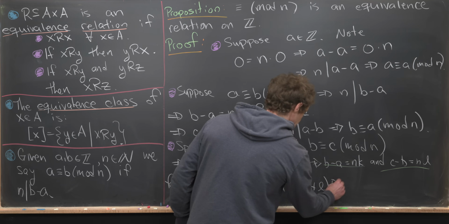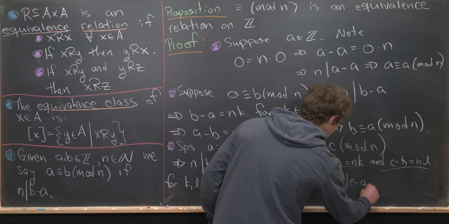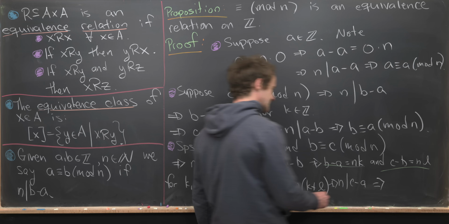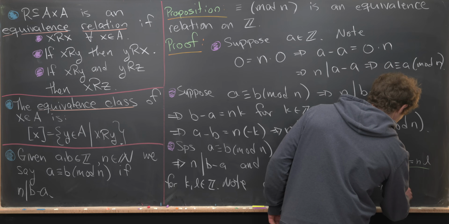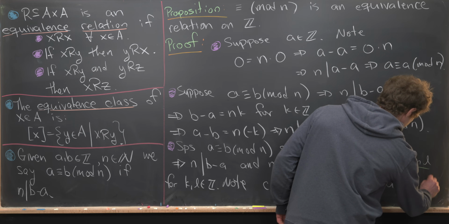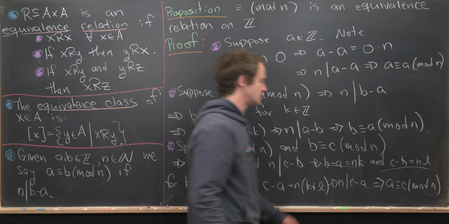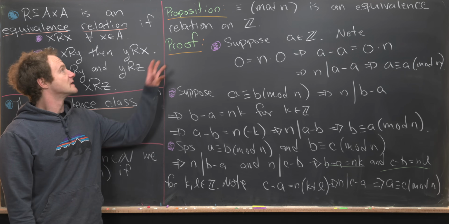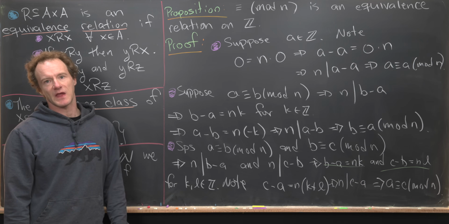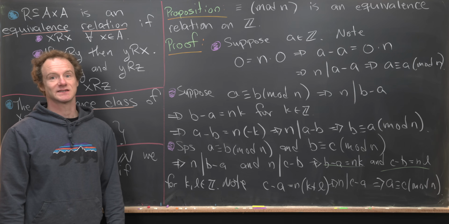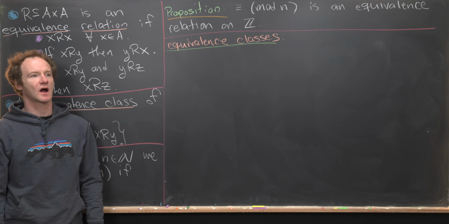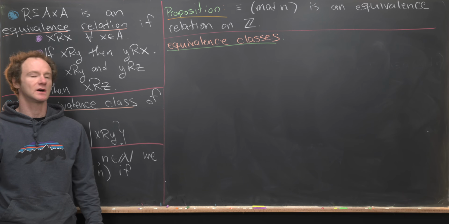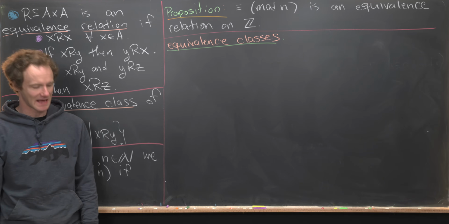But this tells me that N divides C minus A, but N dividing C minus A is the same thing as saying that A is congruent to C modulo N, which was our goal for this transitivity property. Okay, so let's maybe get rid of this proof and we'll talk about the equivalence classes. So we just got done showing that congruence modulo N was an equivalence relation. That means it comes along with some equivalence classes.